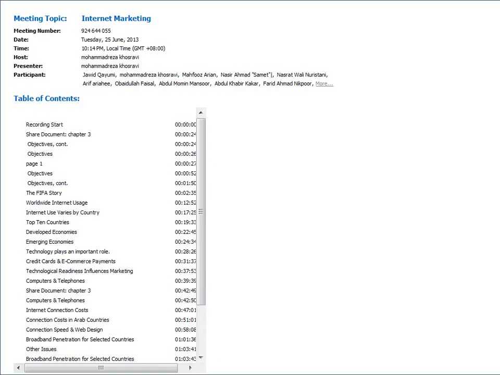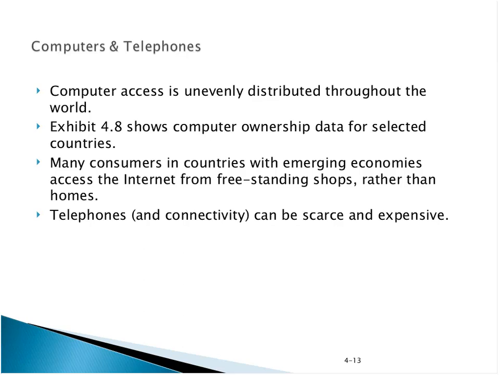Welcome back. Guys, can you hear me? Okay, perfect. So let's continue with our chapter. In this part we are going to explain the computer and telephone. Before going to this part, is there any question? Please ask if there is any question. If not, we can go to the next level.